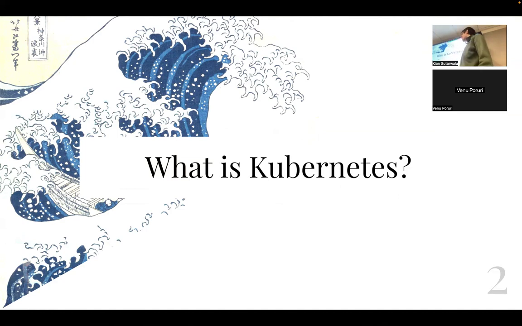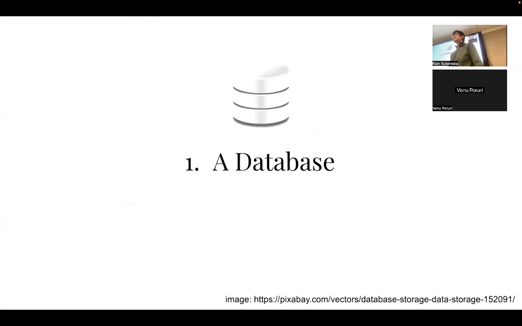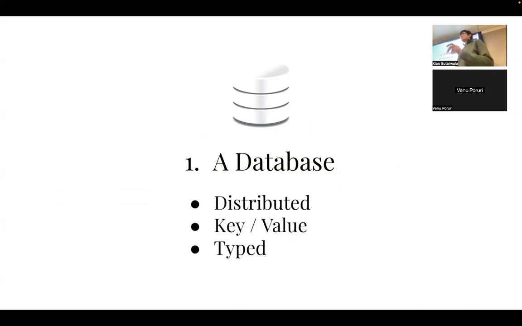So with that out of the way, what is Kubernetes? Kubernetes is a database. Everything is a database. In particular, a database is one part of Kubernetes. I break it up into three parts for purposes of this. The first part is the database. The database has three interesting features.